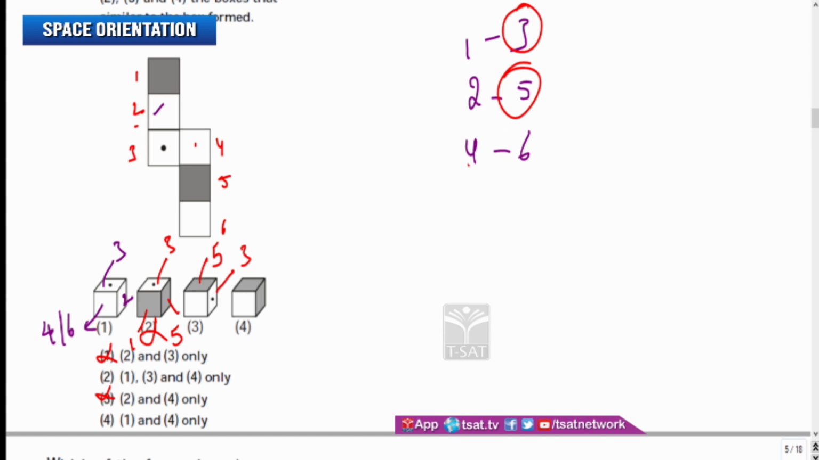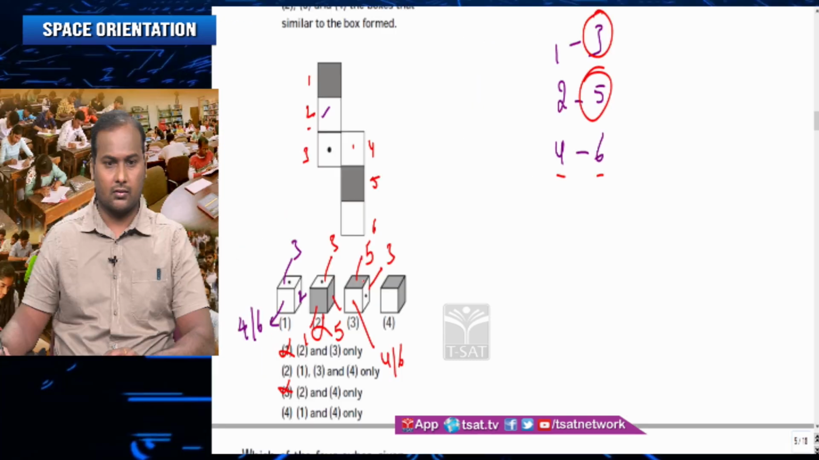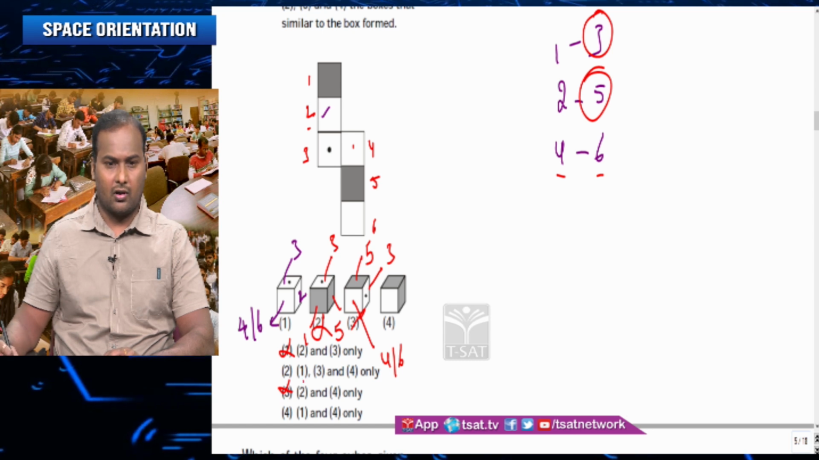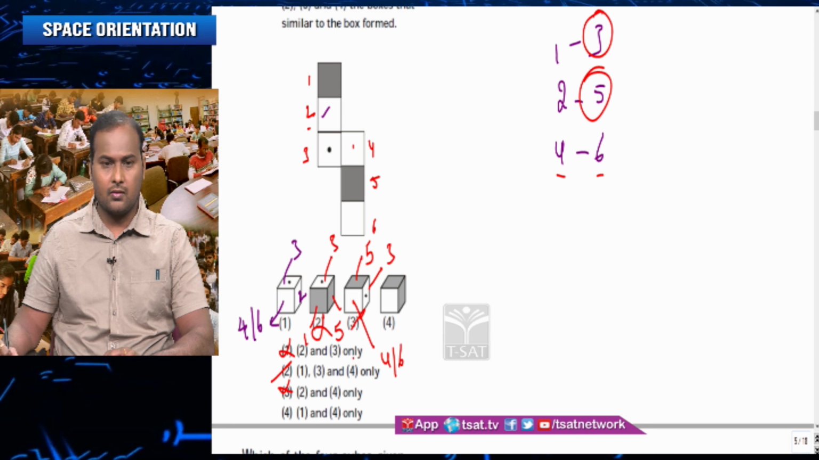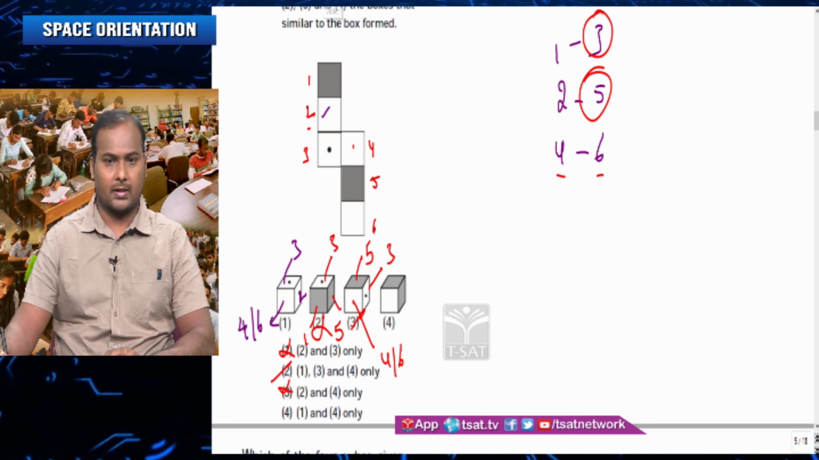Now see, out of 4 or 6, both 4 and 6 are plain color. So this will be either 4 or 6. Then also my answer is correct. So option 3 is also correct here. So my answer will be obviously 1, 3 and 4. 4 is also correct. Let's see how 4 is correct.